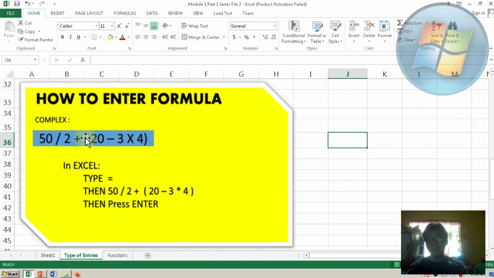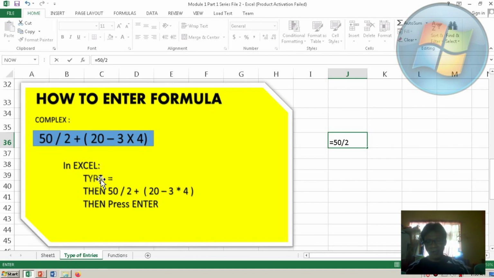Now the parenthesis means you are grouping the expression as one calculation. Okay, so there are three main operations involved: the one in the parenthesized expression, then this addition and division. So in Excel, normally we will enter the formula the same as the previous one.